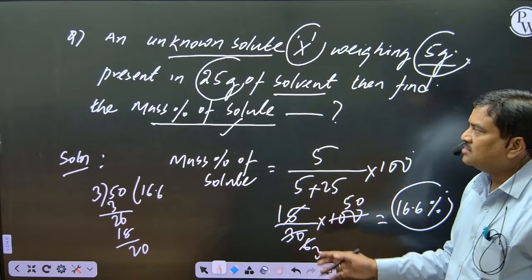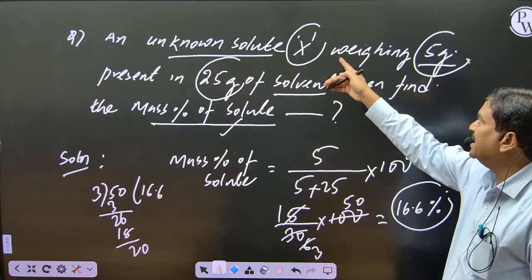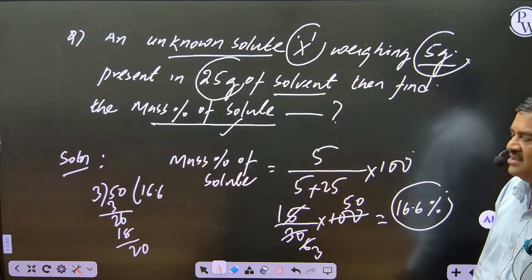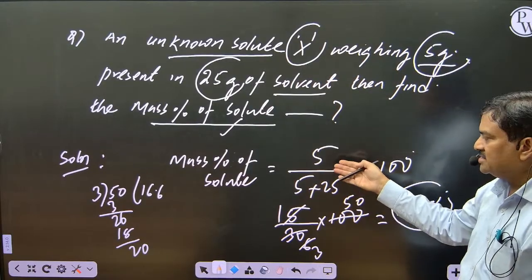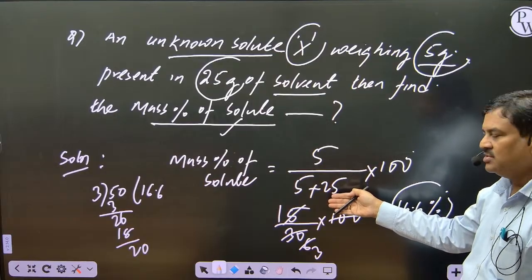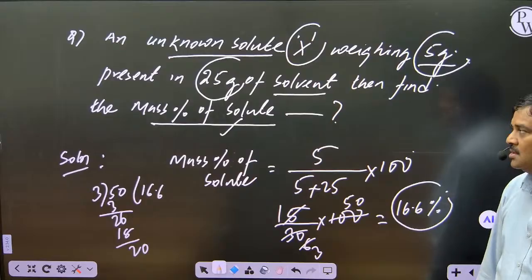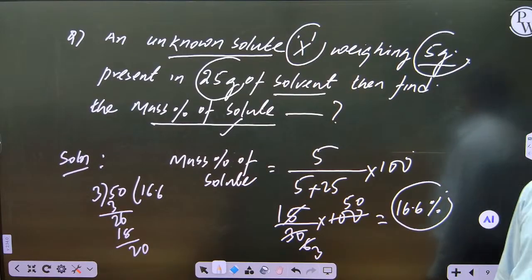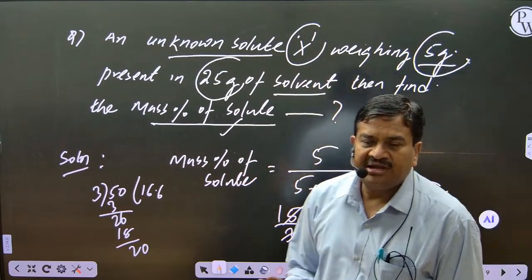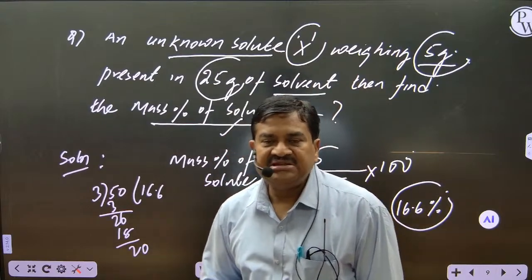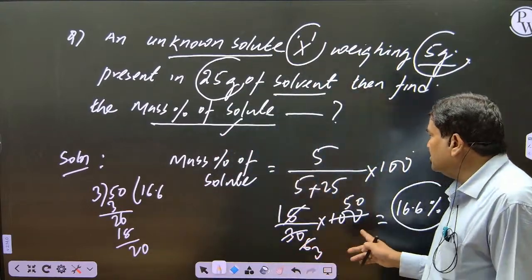Understood? Simple, no? So what amount of solute, this x gram, is present in 5 gram of solvent, what will be the mass percentage? So how do we get it? Mass of the solute by total mass of solution into 100. Clear? And is it temperature dependent or temperature independent? It is temperature independent, because there is no volume term.